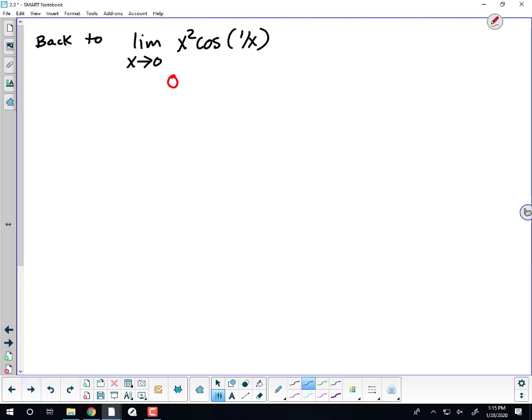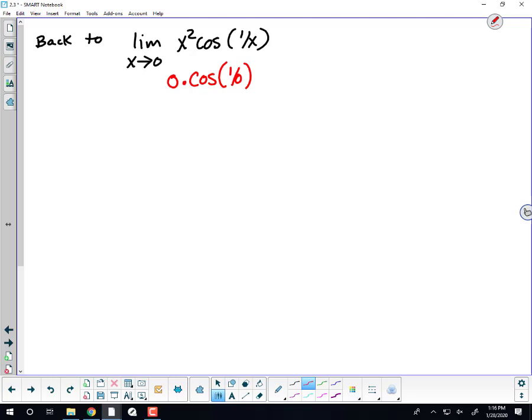x squared is 0. And then we have the cosine of 1 over 0. But we have to remember that in the sense of a limit, we're not dividing explicitly by 0, right? We're saying that this turns into the cosine of 1 over a smaller and smaller number, right? So 1 over a smaller and smaller number in the sense of a limit would give us what? An infinite value, right? We kind of wrote that down last time.